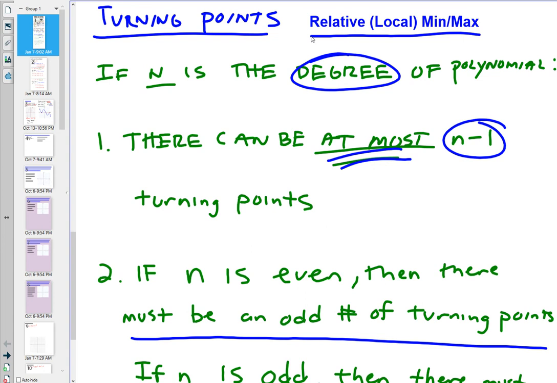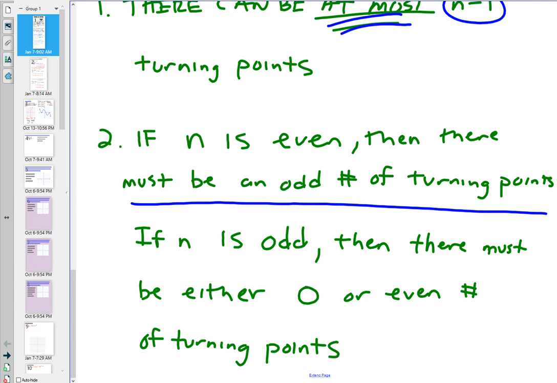If I were to ask you, hey, how many times could a 7th degree function turn? 6 would be the maximum, but how many times could it also turn? 4, because now 6 is an even number, so 4, 2, and for the purposes of turning points, we even consider 0 to be an even number.